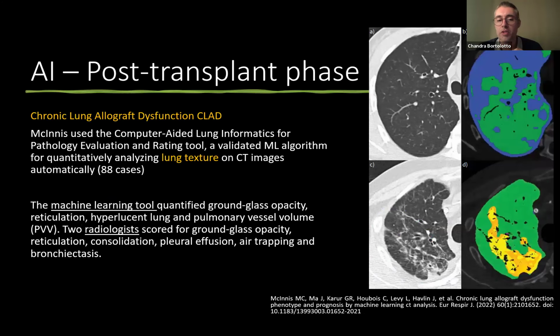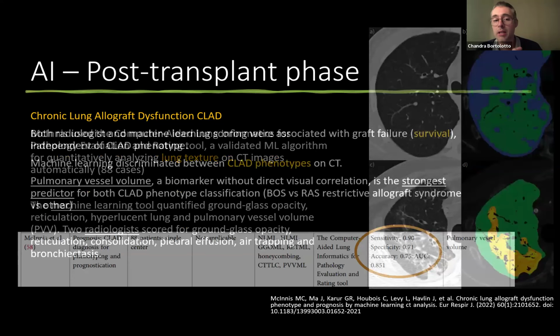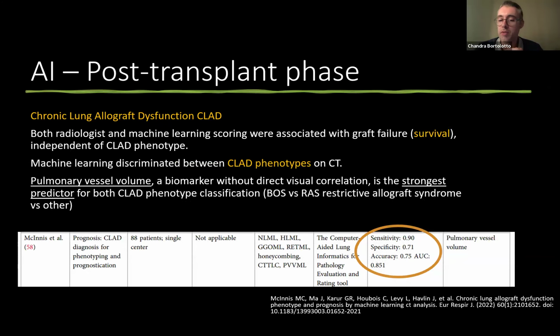For chronic lung allograft dysfunction, it's pretty much the same. A machine learning tool against radiologists for scoring lung texture and ground glass opacity, reticulation, and all the conventional radiological signs. Once again, they get good sensitivity, specificity, accuracy, and AUC with the AI, but actually both the radiologist and the machine learning scoring are associated with survival. So what the machine learning gives us in advance is the phenotype of the CLAD.